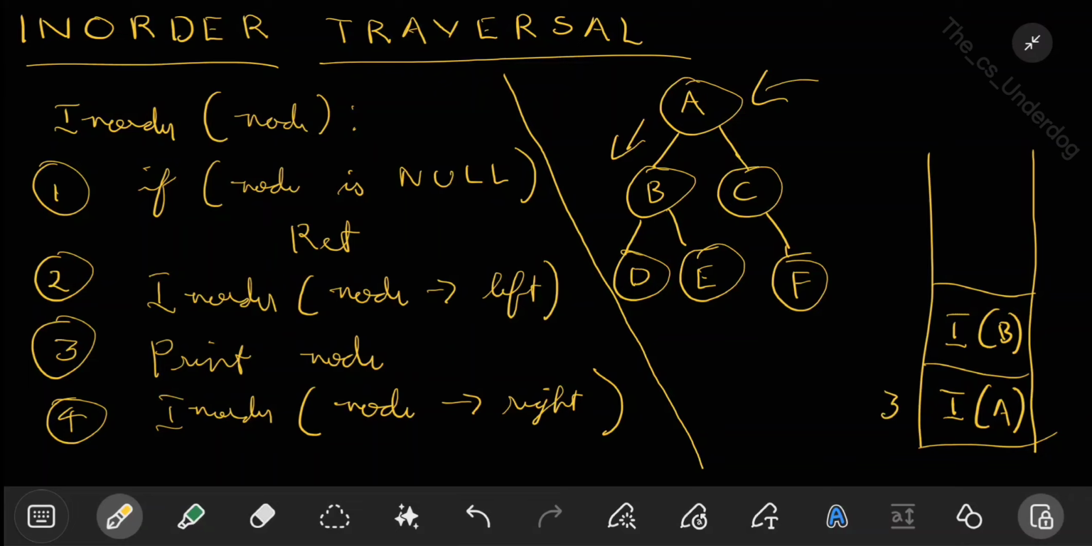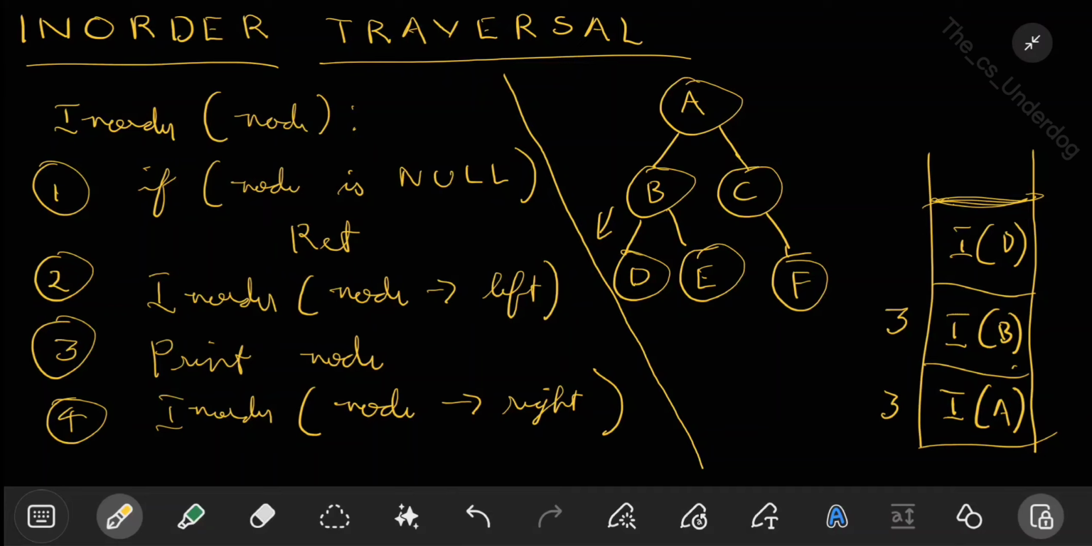Okay. So I reached in-order of B. First step is checking whether it is null. I checked, it is not null. It went to the second step, in-order of node pointing left. Node pointing left of B is D. So I'll call in-order of D. Once I call in-order of D, I'll go to the third step. But do I execute the third step? No. I'm just keeping it in mind that after I complete D, when I come back to B, I have to execute the third step.